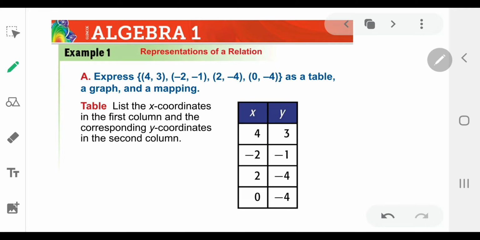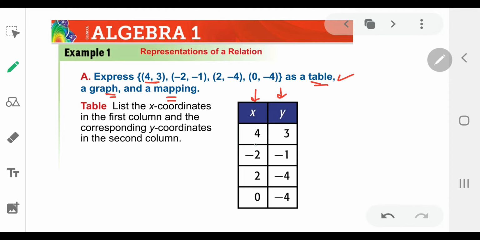Let's see the first example here. Express (4, 3), (-2, -1), (2, -4), (0, -4) as a table, a graph, and a mapping. So it's given a relation in the form of ordered pairs, and it's required to be represented in 3 different forms: the table representation, graphing, and using mapping. As we said earlier, for the table, you just construct any table of values, whether horizontal or vertical, 2 columns, 1 for x and 1 for y.